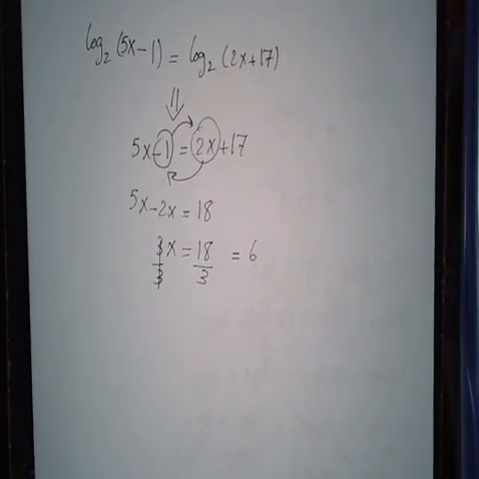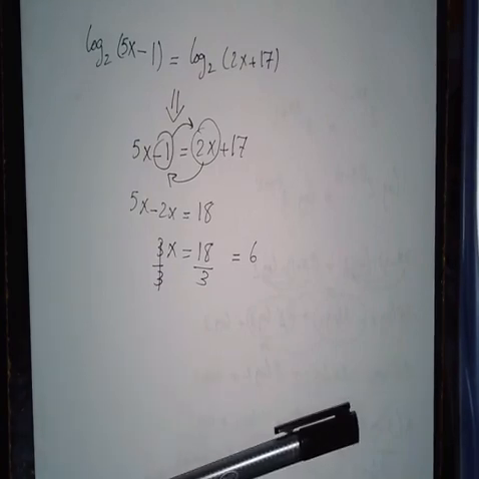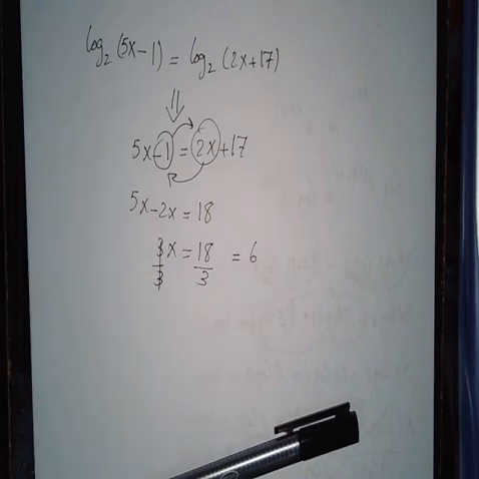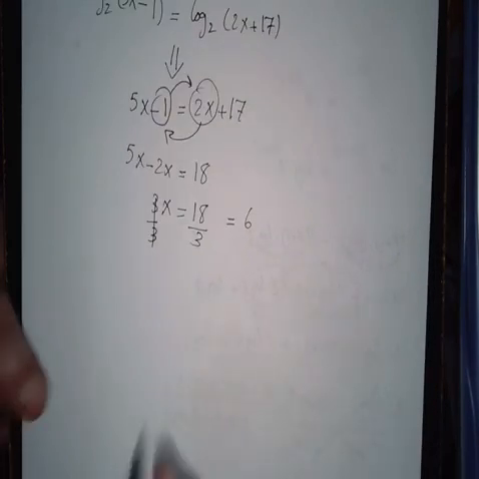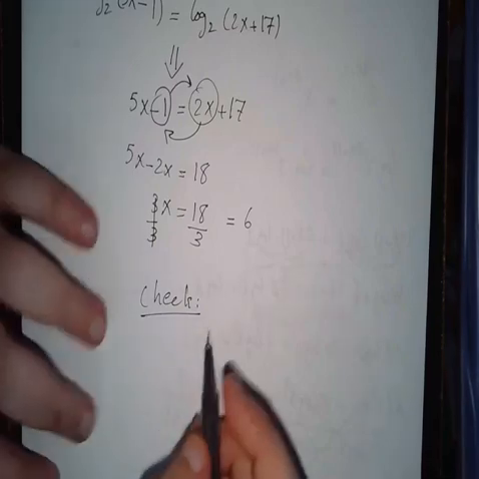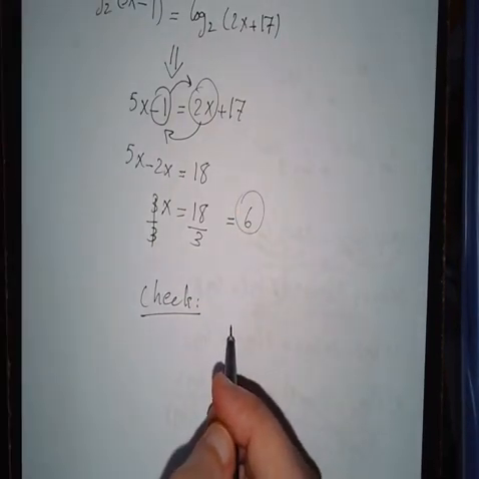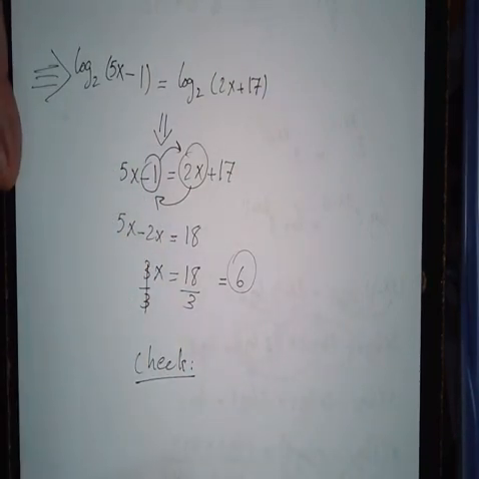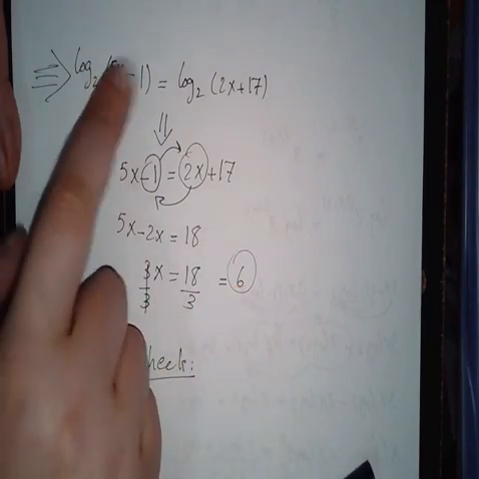Now, there's something I want you guys to do though. Unlike exponential functions, which are very smooth, you don't have to worry about the domain too much. When it comes to log, we do have some worries. So, there's a check step that I want you to do. Check. I want you to grab the answer and plug it into the question. Plug it in here. So you grab the 6 and plug it into the x, right?